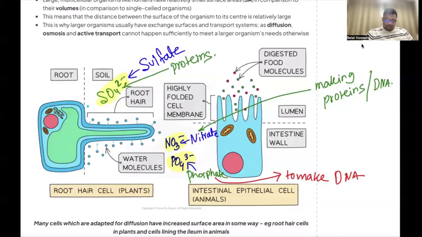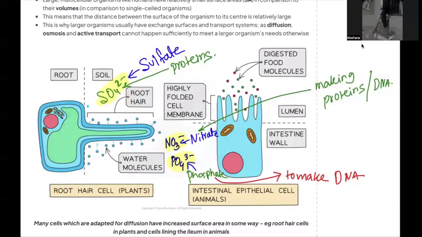Okay. So here is the thing. Plant needs water and the water can be absorbed by root. So the plant has root hair cells. This root hair provides a large surface area compared to the volume of the cell. So faster diffusion can occur. Any question?